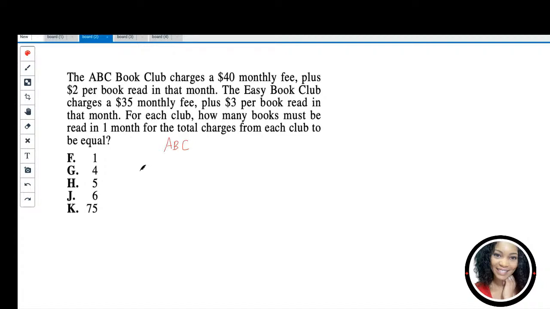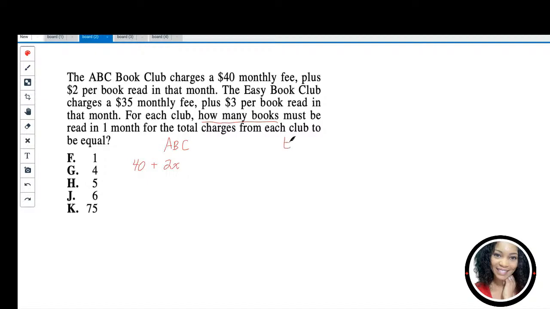I just want to make sure I'm clear, because that could be confusing when you see monthly charge and you're thinking, oh, the months is changing, that's where I need to put my variable. But actually the variable is going to be the books that you read. So we have a $40 fee for 1 month plus $2 for every book that you read, and we'll let x be the number of books because we don't know how many. Another sign for that is the question, how many books? That's your signal in the question.